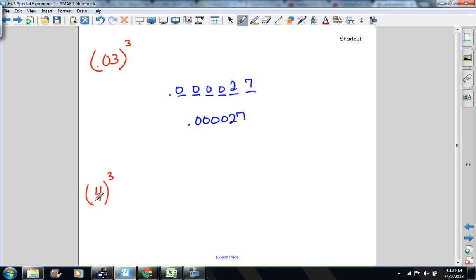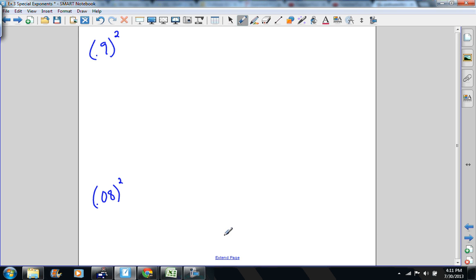Down here on the bottom, we have 1 plus 1 plus 1, which is 3 decimal places. I know that 4 times 4 is 16. 16 times 4 again would be 64. And now I add in the 0 right there. So it's 0.064. Okay? So try these 2 on your own. And then that's it.